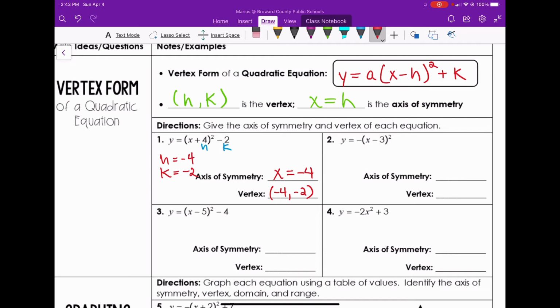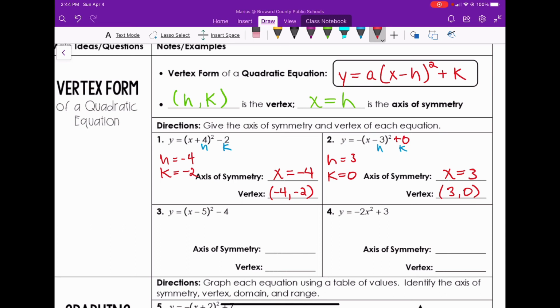Let's take a look at number 2. Here's h and k, but really there's no number on the outside. There's no plus or minus a number on the outside, so k is really 0. However, h is not negative 3, but positive 3, because it's written as x minus a number, so that number is really positive. So that's h equals 3, and k is equal to 0. So our vertex is really 3, comma 0, and our axis of symmetry is x equals 3.